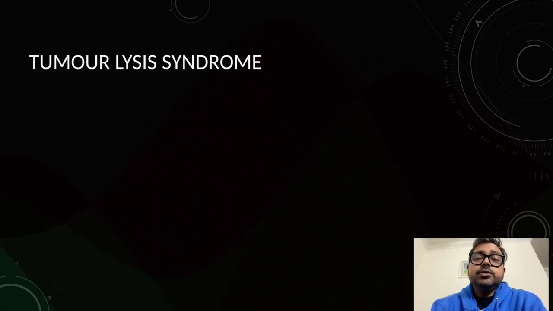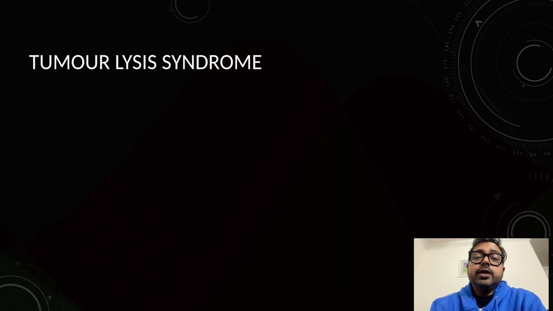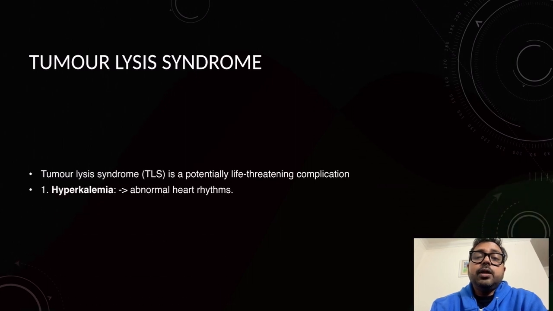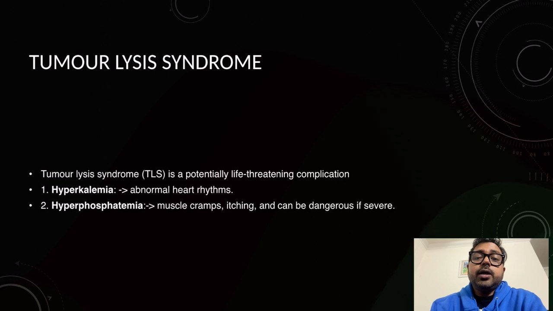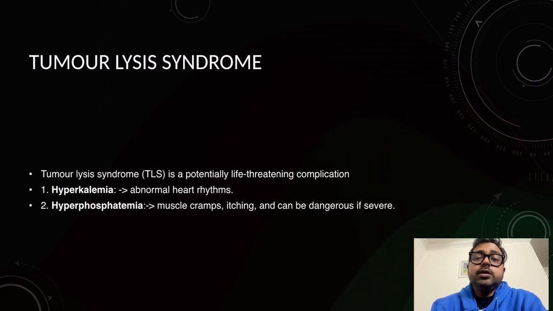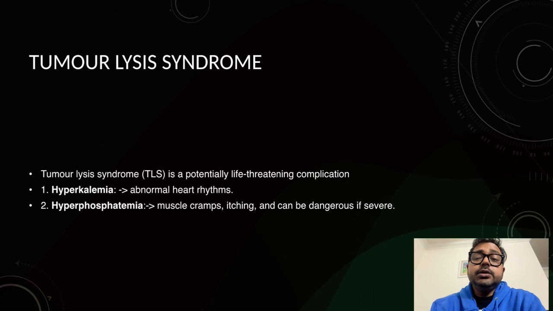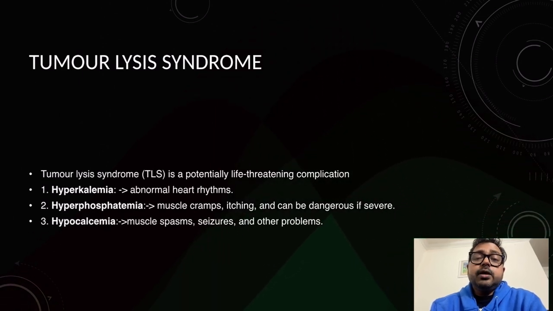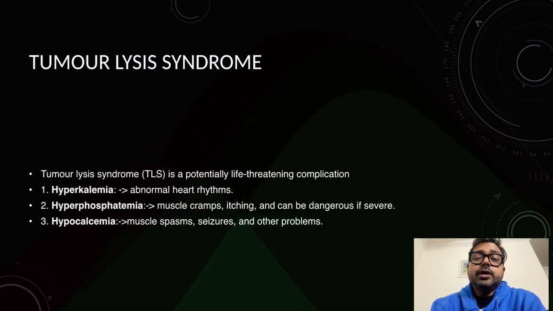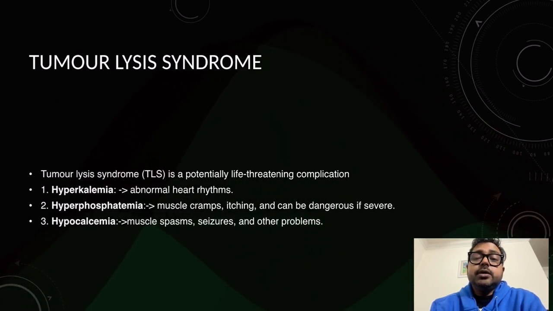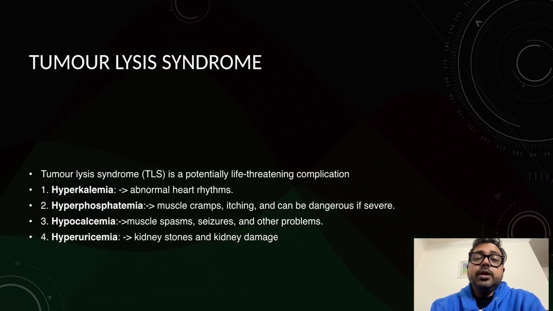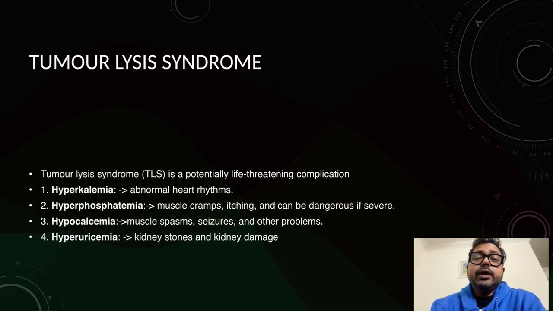Tumor lysis syndrome is one of the complications of ALL or its management. It is associated with hyperkalemia, which may lead to abnormal heart rhythm. Hyperphosphatemia may be associated with muscle cramps, itching, and sometimes is very dangerous if severe. Hypocalcemia is associated with muscle cramps or spasm, seizures, and other problems. Hyperuricemia may lead to kidney stones and kidney damage.